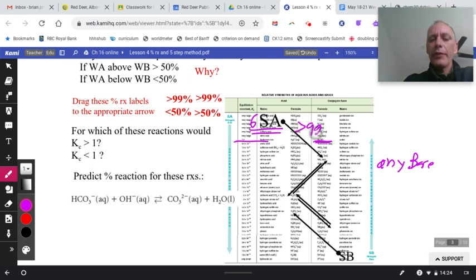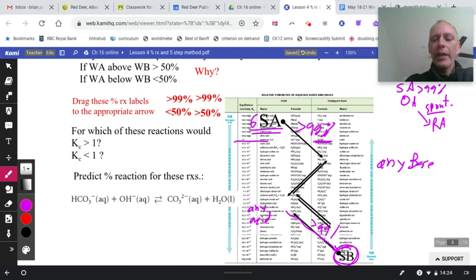greater than 99%. So it's sort of like that redox table where we said if the oxidizing agent is above the reducing agent, it's spontaneous. Well, here, if it's a strong acid, it's greater than 99%. So it's a little more refined than just saying spontaneous. We actually give the percentage of reaction, okay? If it's a strong base, same thing. Any acid, doesn't matter how strong or weak, will react with a strong base greater than 99%.